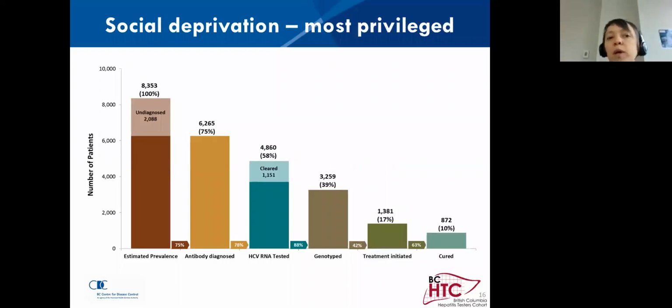Now, what happens when we look at social deprivation? This is the same plot for the people who are among the 20% most privileged people in BC in terms of social relationships. In this case, the treatment initiation is a little bit higher. It is still the big gap in the cascade of care, but 42% of people who were genotyped initiated treatment.